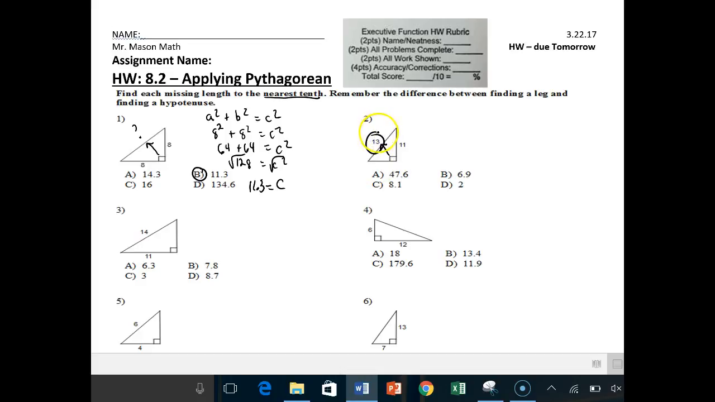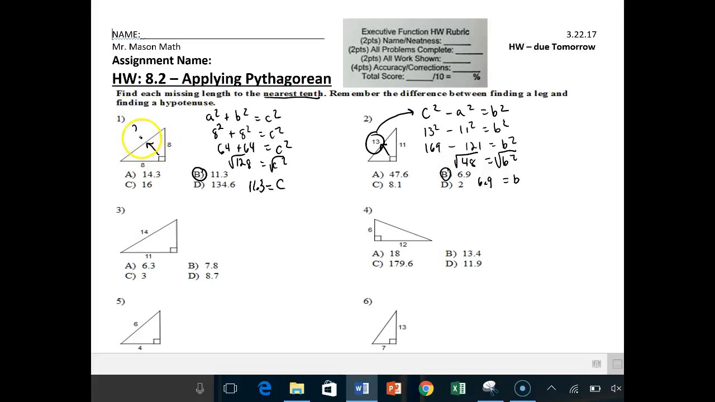Now, this is completely different than problem number 2. Problem number 2, I do have a hypotenuse. So therefore, it's c squared minus a squared equals b squared. All right, so that's 13 squared minus 11 squared is equal to b squared. 169 minus 121 is equal to b squared. 48 is equal to b squared. Take the square root. And b in this case is equal to 6.9. Right?